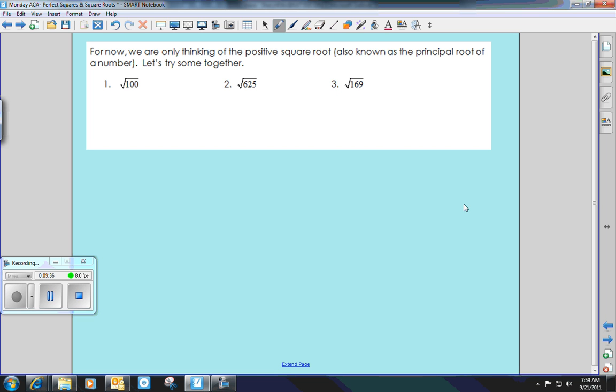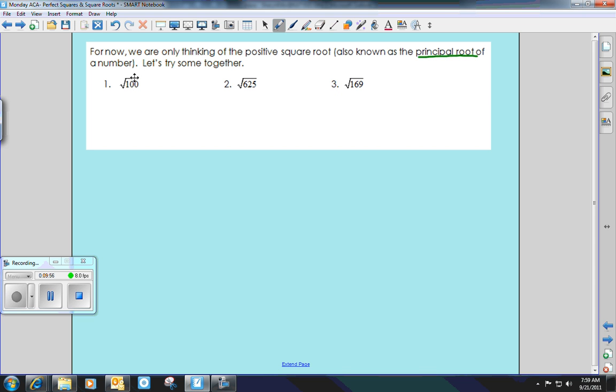All right, so now here we go. We're going to find the square roots of these perfect squares. For now, we're only going to talk about the positive square root. We're not going to worry about the negative. You just need to know that there is a negative square root. We're going to talk about the positive square root. It's also known as the principal root of the number.